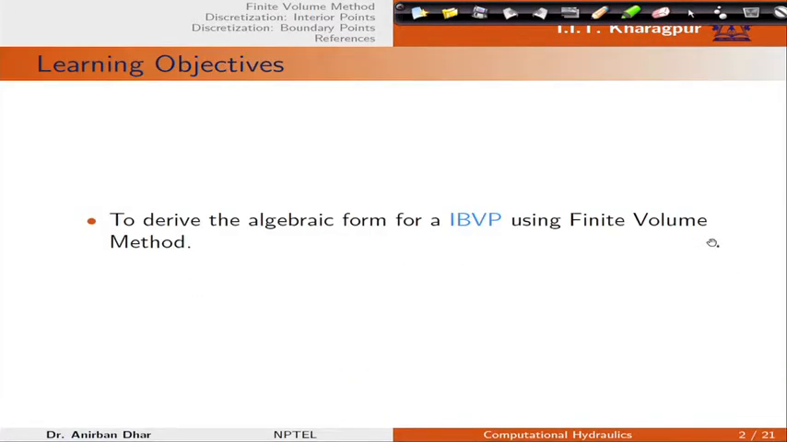Learning objective for this particular unit: at the end of this unit, students will be able to derive the algebraic form for an initial boundary value problem using the finite volume method.